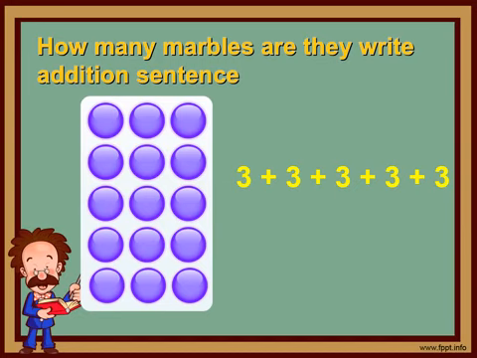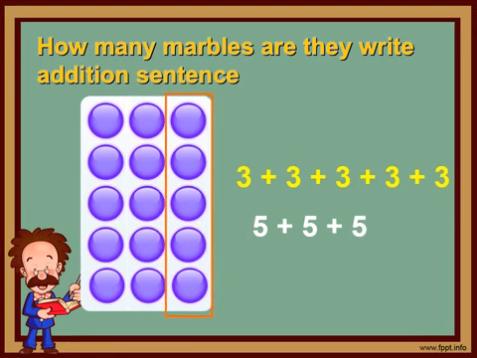Okay? Or I can write it as what? Yes, columns. I can write it by columns. How many in each column? Let's count. 1, 2, 3, 4, 5. So 5 marbles in each column. So I'm going to write 5 plus 5 plus 5. Very good. Excellent, students. You're excellent, primary 2. This is right. Good job.